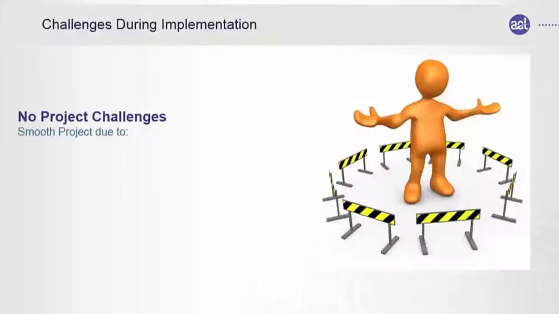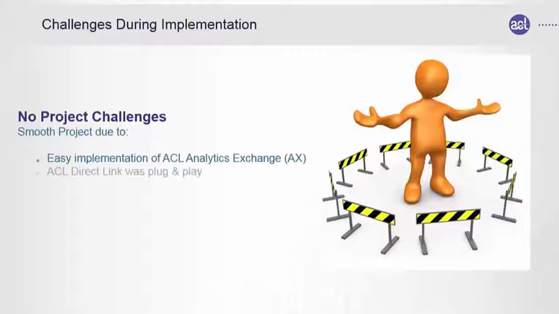You don't have to worry about it because ACL plugs directly into your system independently, and it gives you real data that you don't have to worry about the veracity of it and integrity of it. There wasn't really any major project challenges. It was quite easy to implement, as you know, ACL has been doing it for many years. Direct link, as I said, was plug and play. Bandwidth limitations were not a factor because it works on the server and brings exceptions through.